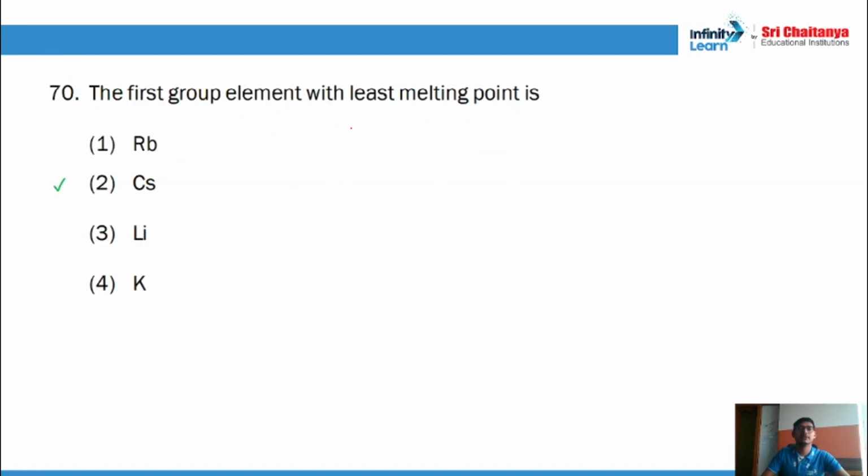The group 1 element with the least melting point is cesium, because down the group metallic bonding becomes weaker and the attractive forces also become weak, so melting point will decrease, right? So the heaviest element will have the lowest melting point.